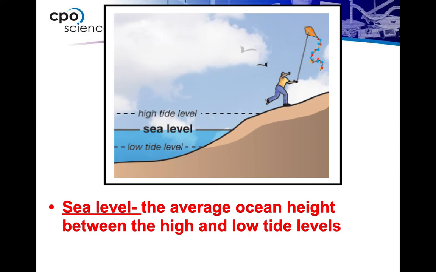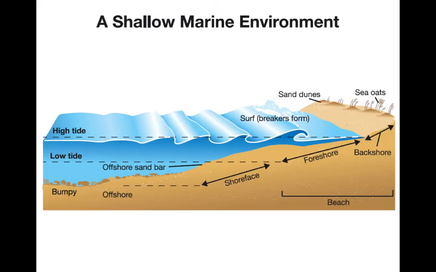Sea level is another term we use a lot when we're talking about marine environments. The average ocean height between the high and low tide levels is sea level. So when you hear sea level, keep in mind the water rises and recedes every day. So what's the average, the in-between? That's going to be sea level.